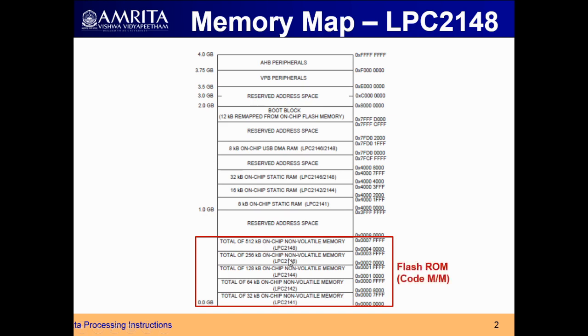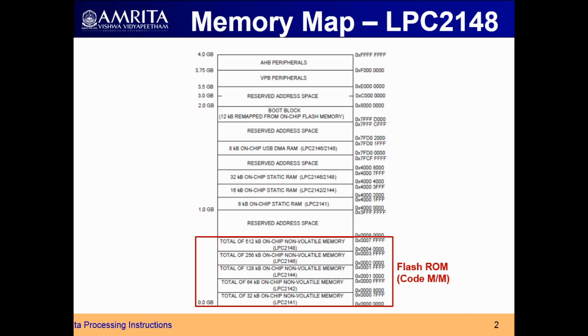Why? Because it is a non-volatile memory. Once you store the program, even though power is not there, it should not get erased. That is why you store the program in this non-volatile memory. The type of code memory you have is flash ROM, the latest type of read-only memory. Flash memory you can see in most of your pen drives.